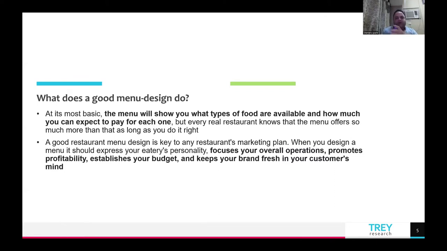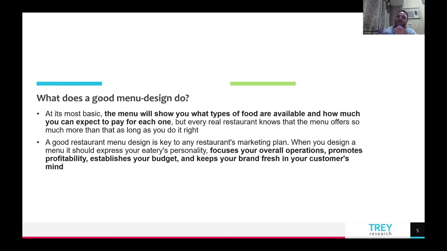Okay, so for a very basic layman, a menu is, as I said, what types of food, what type of ingredients, what type of recipes we have on the menu. But if you are a professional, or if you really want to scale up your business or achieve better bottom line profits, we have to design a menu that focuses on your overall operation and promotes profitability. That is what basically we are trying to say.